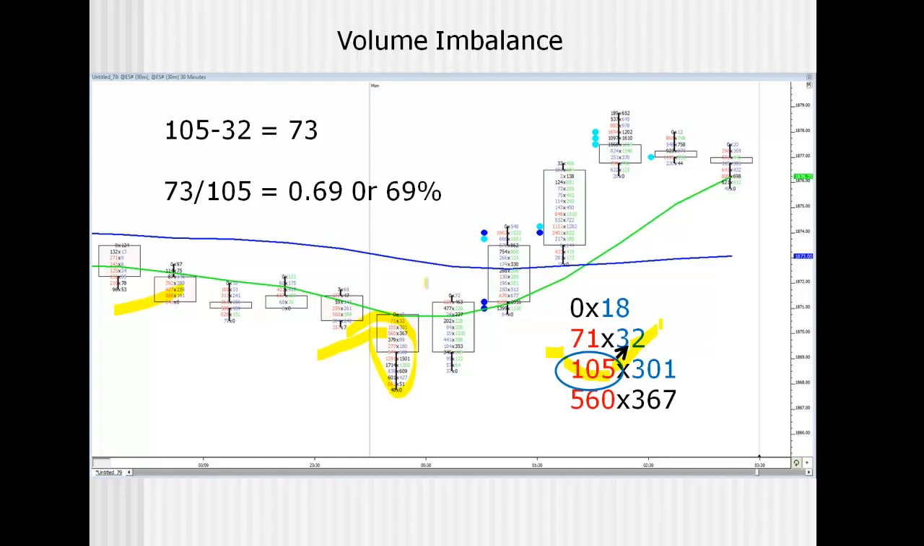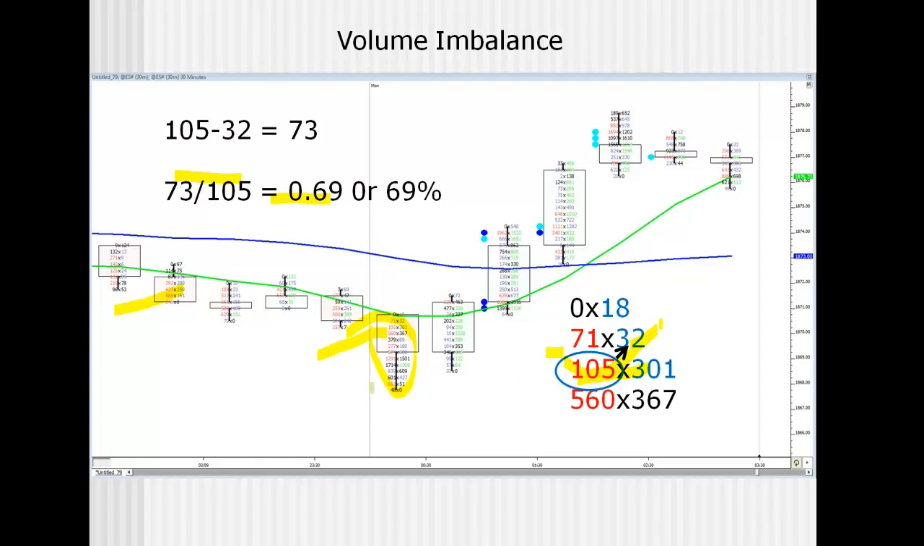Now, we subtract 32 from 105, we get 73, and then we divide 73 by 105, it gives us 0.69. If we multiply 0.69 times 100 to get a percentage, 69%. So the extent of the imbalance here is 169%, with the imbalance on the bid side. So the pressure is to the downside. And I tend to see that continue as we drop.